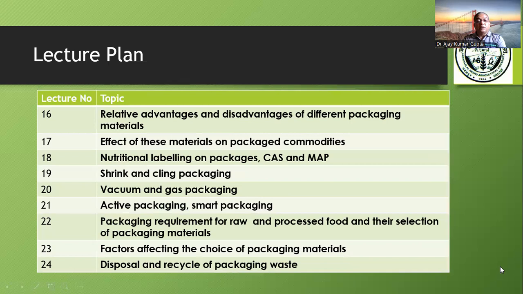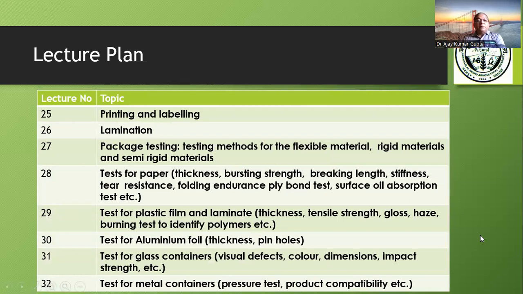21st will be on the active packaging and smart packaging. 22nd will be on the packaging requirement of raw and processed food and their selection of packaging materials. 23rd lecture will be factors affecting the choice of the packaging material. And 24th will be on the disposal and recycle of packaging waste. 25th will be on the printing and labeling. 26th will be on lamination.